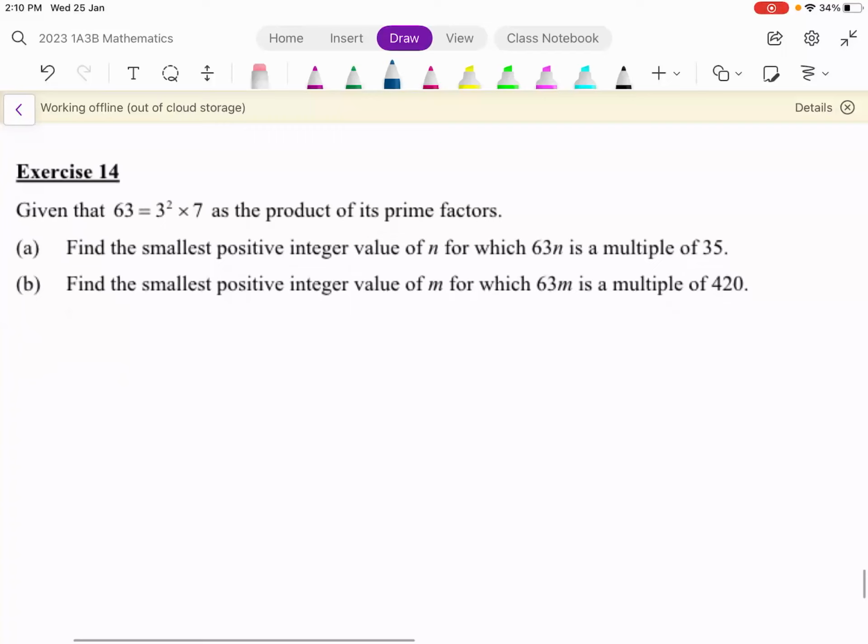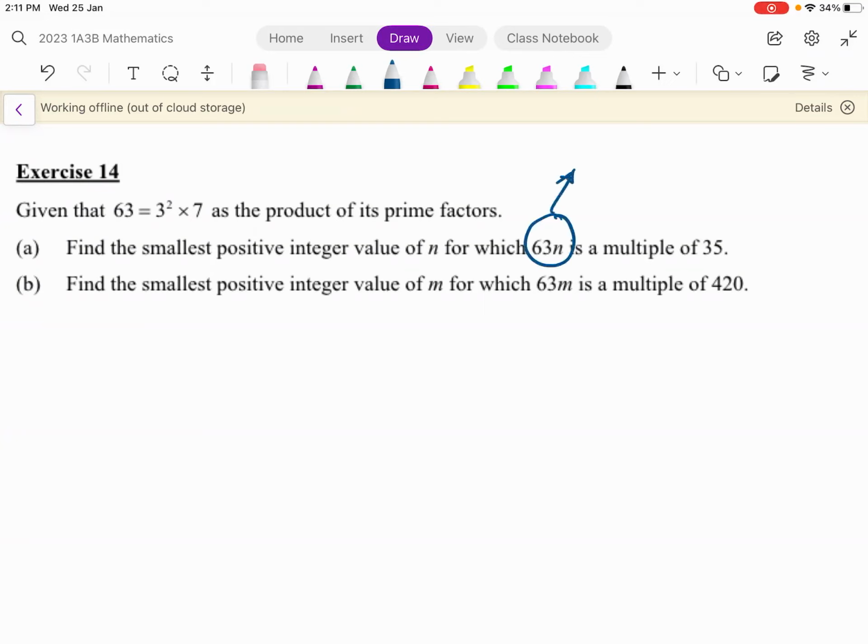Exercise number 14. 63, they broke it down for you. Find the smallest positive integer n for which 63n is a multiple of 35. So let me do this with you now. I want you to spend a few seconds, think about it. Find the value of n for which 63n.